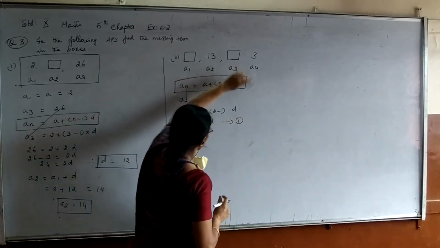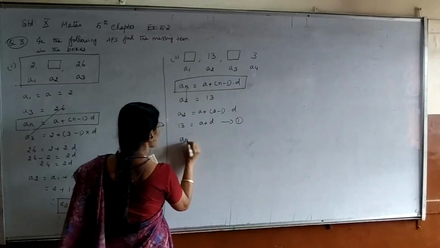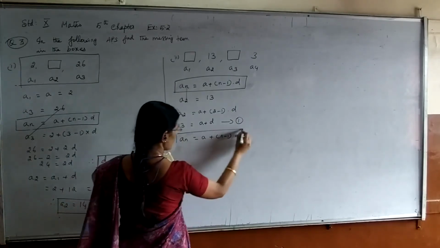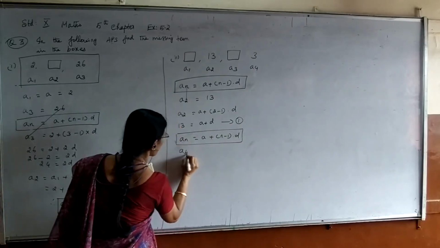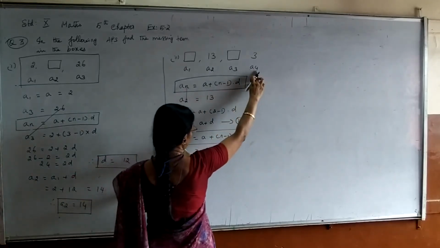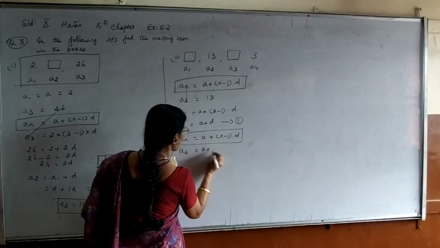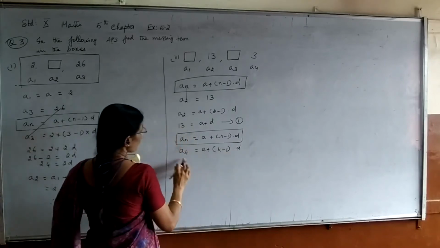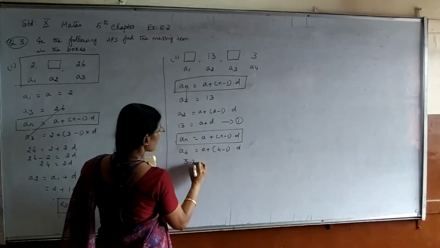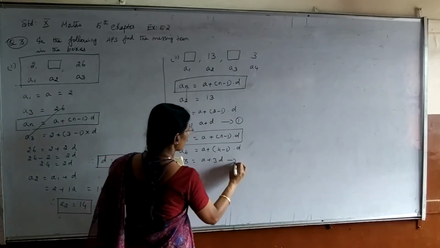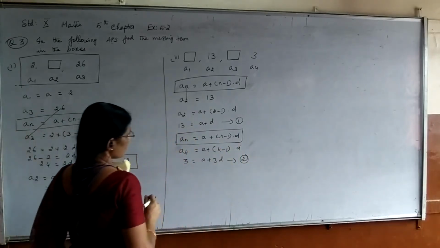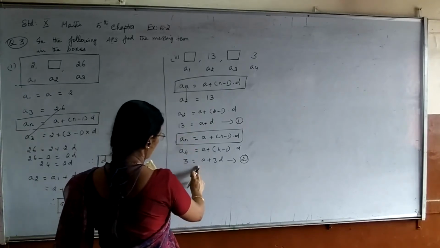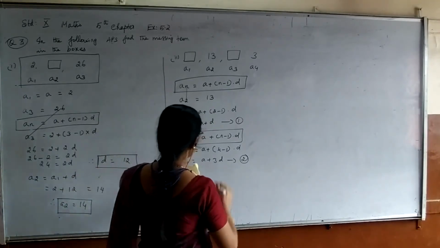Then A4 is given, right? So again we use the same formula, A plus n minus 1 into D. So here I am going to use A4 equal to A plus 4 minus 1 into D. What is the value of A4? It is 3, equal to A plus 3D, the second equation. So we have two equations. Solving these two equations by elimination method, we are going to get the values of A and D.